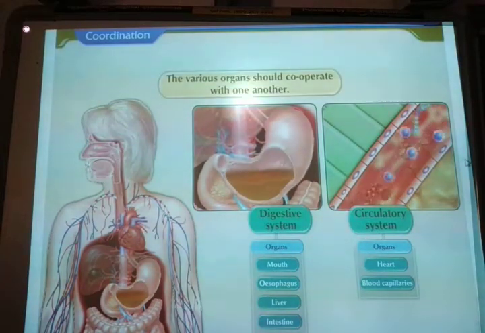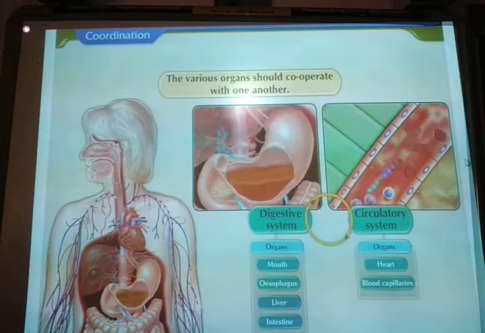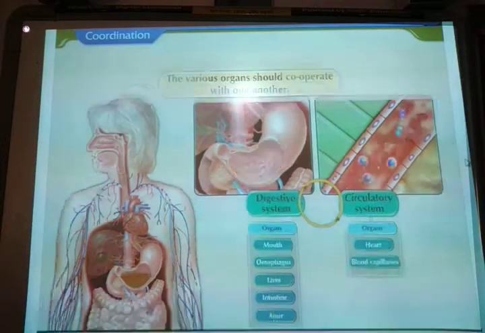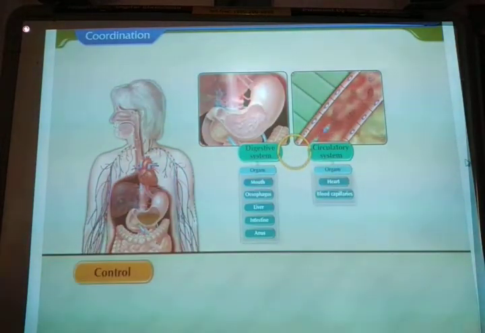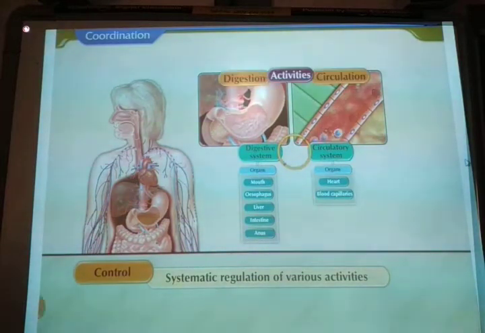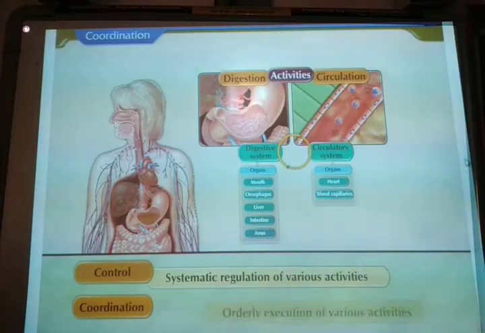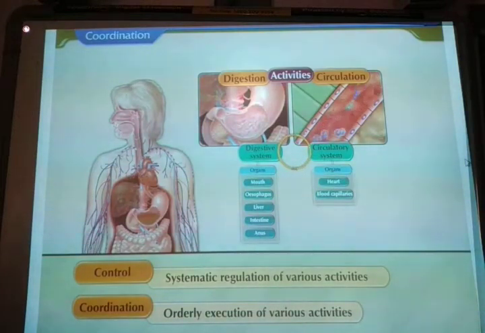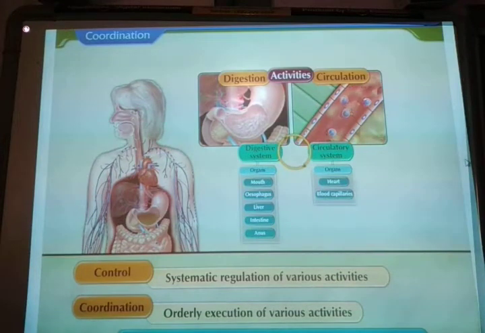In other words, the various organs should cooperate with one another. Thus, control refers to the systematic regulation of various activities, and coordination means the orderly execution of these activities. This results in proper growth and development of the organism.